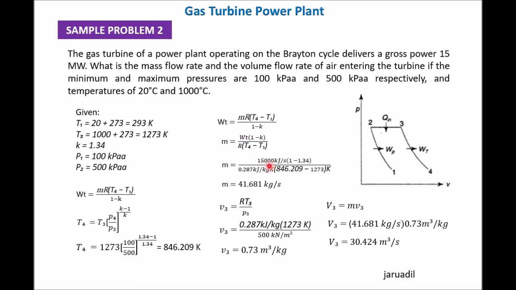Meron ditong 15,000 kilojoule per second kasi ang sabi dito is 15 megawatts. So, 15 megawatts is equal to 15,000 kilowatts. But kilowatt is kilojoule per second. So, I write this here para nakikita ko yung cancellation ng mga units. Kasi kung kilowatts yan, parang malilito ka. Paano makakancel yung kilowatts kasi may kilojoules. So, kaya nilalagay ko yan. Instead of kilowatts, I use kilojoule per second, para malinaw sa akin na tama yung lalabas na units ko. Then, we have here, M is equal to 41.681 kilogram per second. So, ito yung mass flow rate.